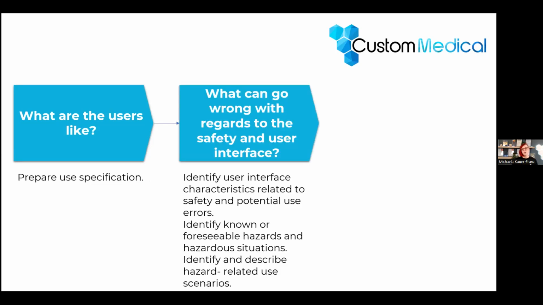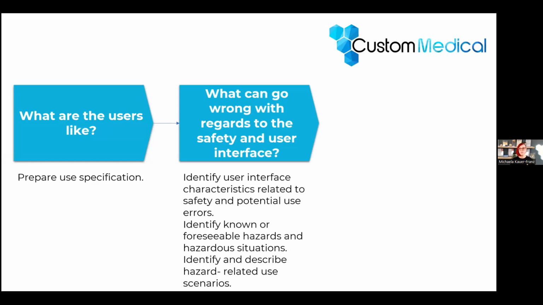In the second step, or actually those are the steps 2, 3, and 4 of the standard, I've just summed them up because they are all about safety and risk management. So you basically think about what can go wrong with regards to the safety and the user interface of your medical device. You start by identifying user interface characteristics related to safety and potential use errors. You thereby look into existing sources.